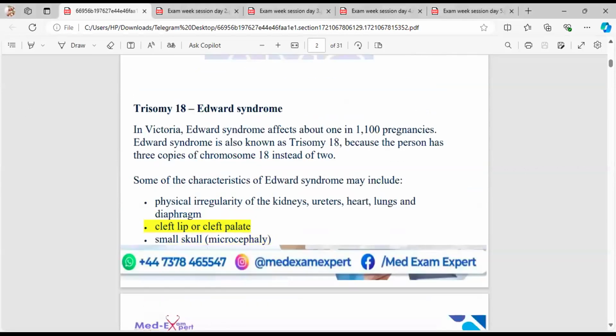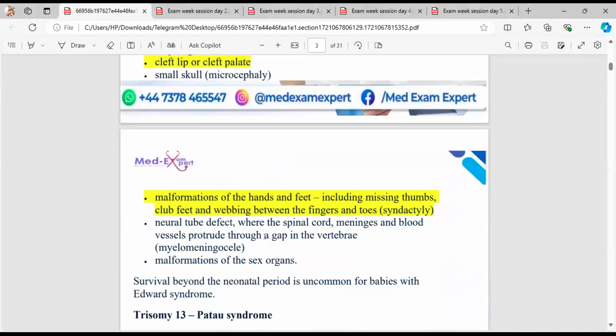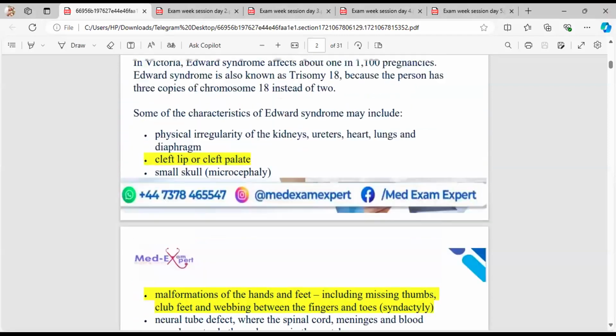But for Edwards, what was it? Microcephaly, cleft palate, and the last point was missing thumb. So if in the question they said 4 fingers or missing thumb, including club feet and webbing between the fingers and toes, then we can say that maybe it is Edwards. So in the exam question, if they say there are only 4 fingers, missing thumb, then we can consider maybe it is Edwards syndrome. So this is the explanation of question number 1.